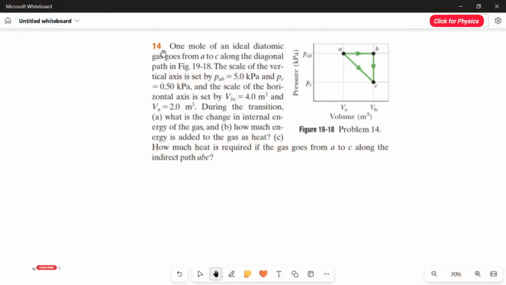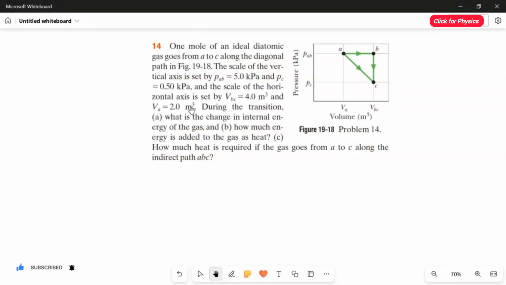Problem 14. 1 mole of an ideal diatomic gas goes from A to C along the diagonal path as shown in the figure. The scale of the vertical axis is set by P of AB, which is equal to 5 kilopascal, and P of C, which is equal to 0.5 kilopascal, and the scale of the horizontal axis is set by V of BC, which is equal to 4 cubic meter, and V of A, which is equal to 2 cubic meter.